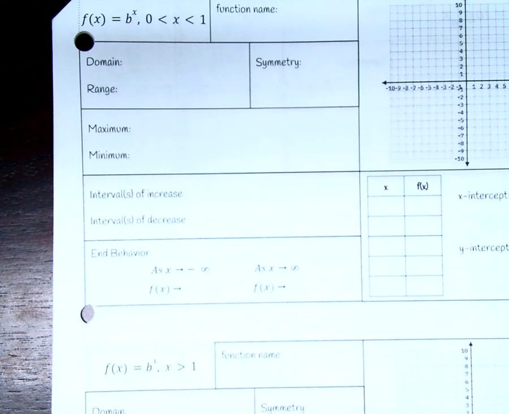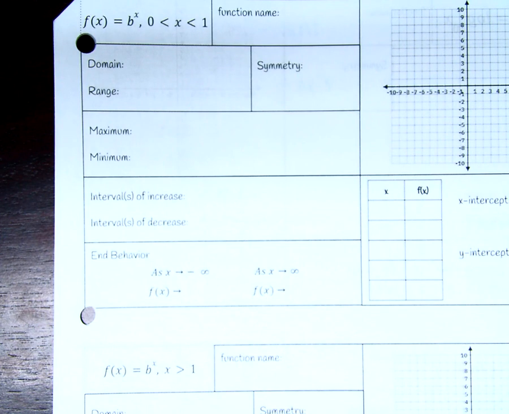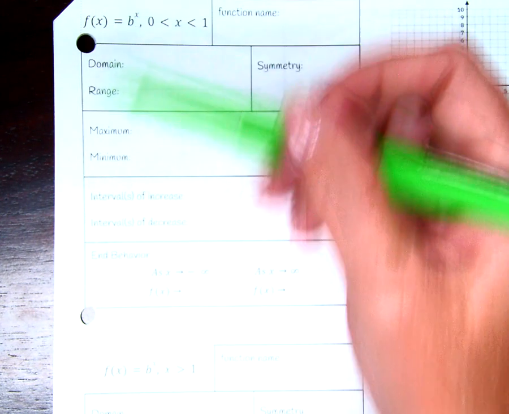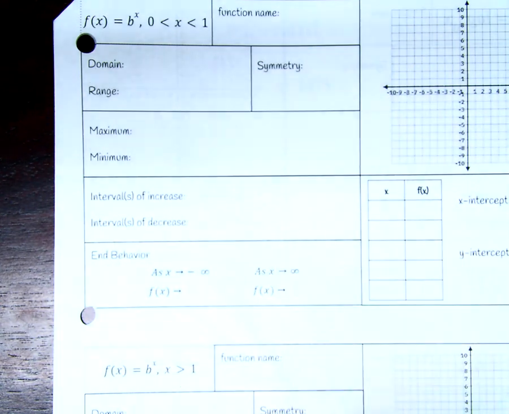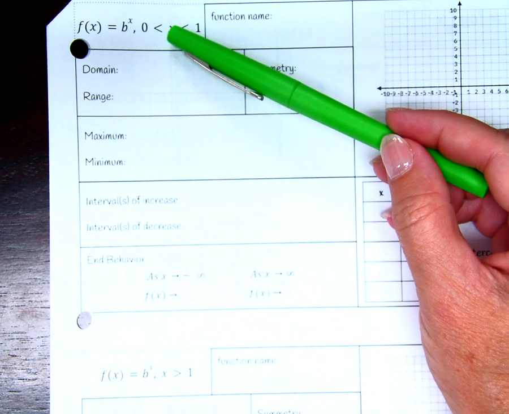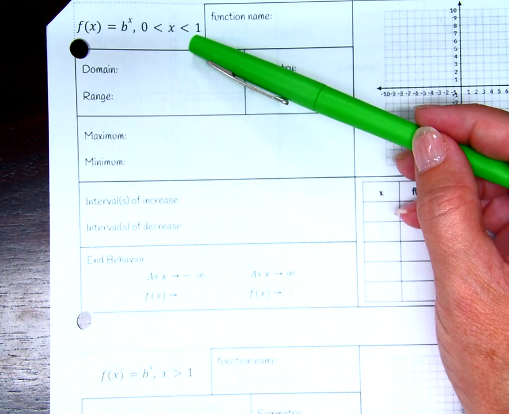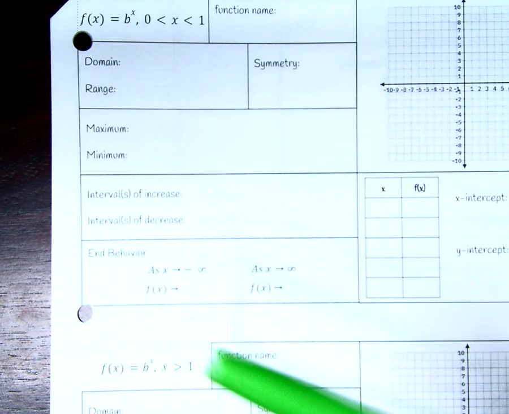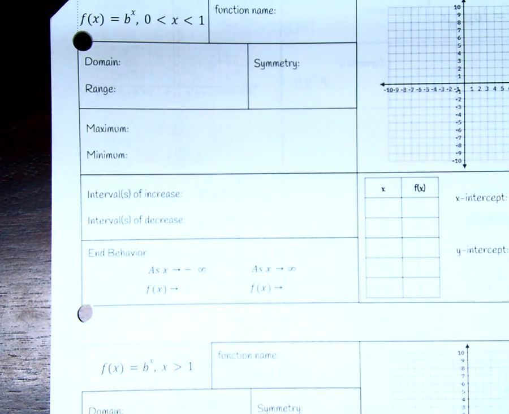All right, I want you to look at the next two together. f of x equals b to the x, and f of x equals b to the x. Because that seems like exactly the same equation, right? The qualifier is right after it. In this example, b has to be between 0 and 1. And in this example, b has to be greater than 1. Do you see the difference?